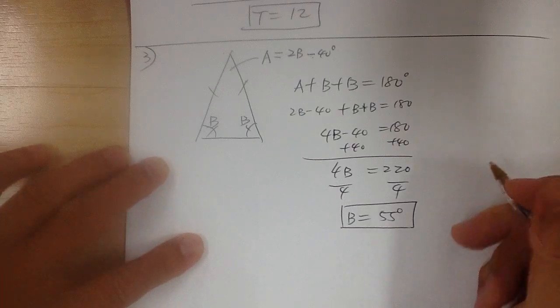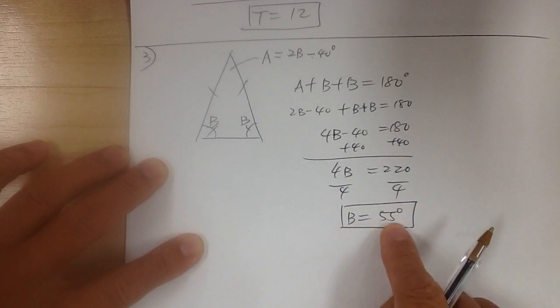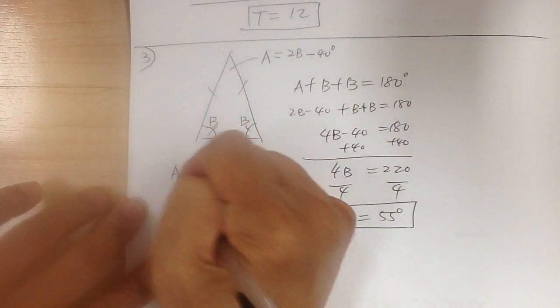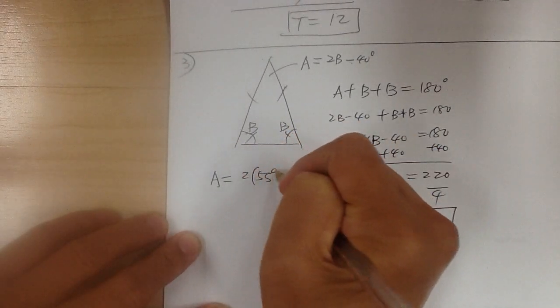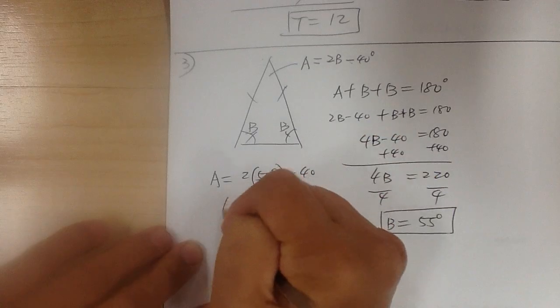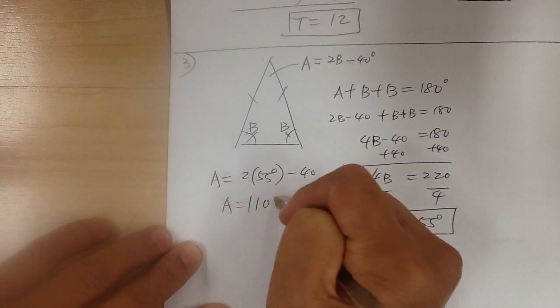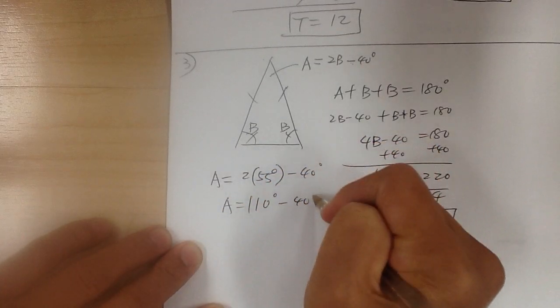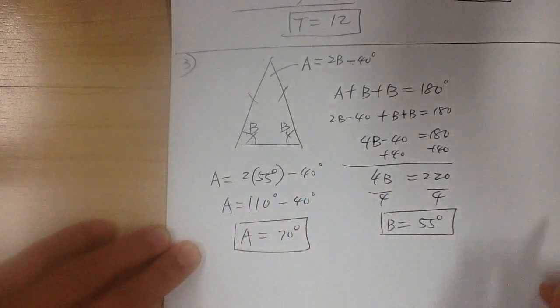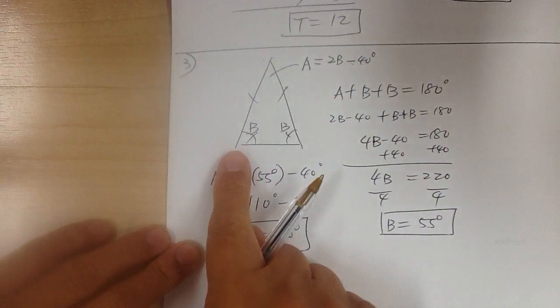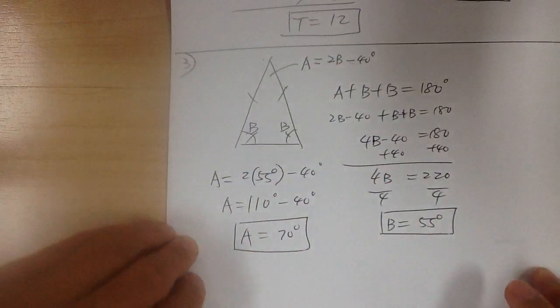And so B equal to 55, and you can find A. So A equal to 2 times B minus 40. So A equal to 110 minus 40 degrees. So A equal to 70 degrees. Okay. So you got 70, 55, 55 isosceles triangles.